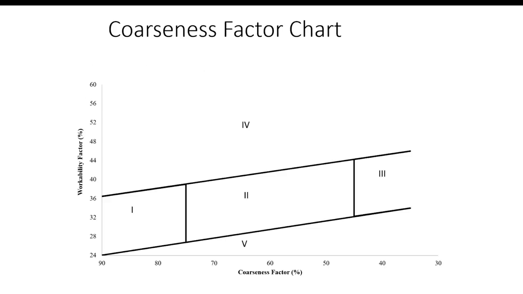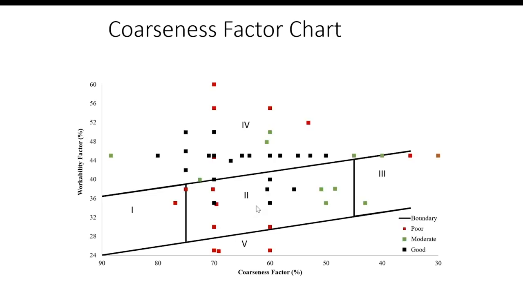So there's another tool out there called the coarseness factor chart. You have this workability factor that takes into account your sand content and the amount of cement you have. And you have this coarseness factor, which is calculated, which is really the ratio of your coarse aggregate to your intermediate aggregate. And you plot it on these boxes. And the idea is to be in this center box. At least that's the concept. So I'm going to do a lot of mixtures. Some of them are poor, those are the ones in red. Some of them are moderate and some of them are good.